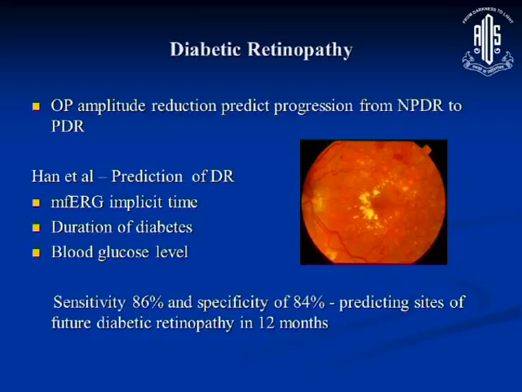And there is a study by Han et al., in which there is a prediction of diabetic retinopathy through multifocal ERG implicit time, duration of the diabetes, and the blood glucose level. The sensitivity is 86% and specificity 84% for predicting the size of future diabetic retinopathy in 12 months.